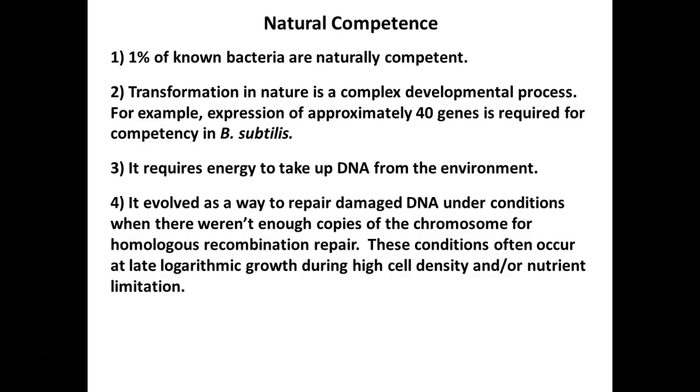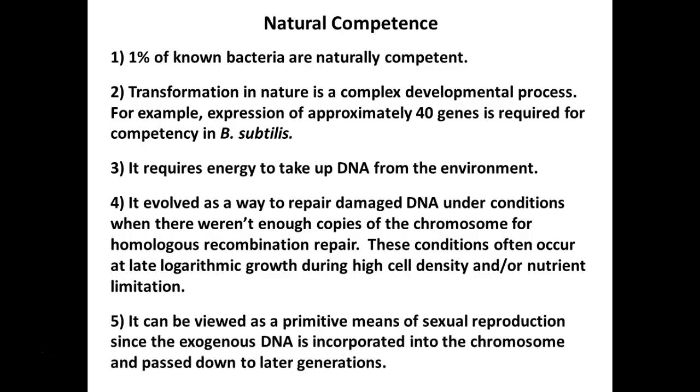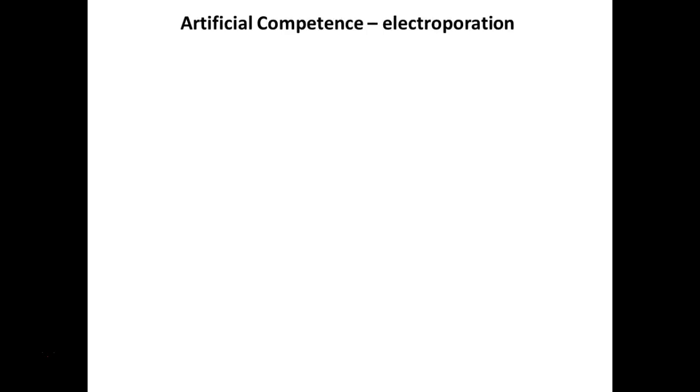It's sometimes referred to as a primitive way of sexual reproduction. So especially with conjugation, right, sometimes I refer to it as bacterial sex, right? Because that's what sex is. It's exchange of genetic information, right? But it's not required for bacteria. Right? They can reproduce asexually. They don't have to exchange genetic information. So we cause bacteria to be artificially competent when we do transformation in a lab.